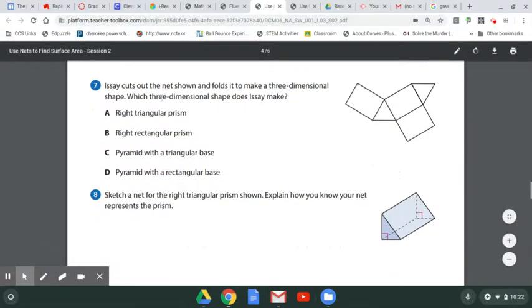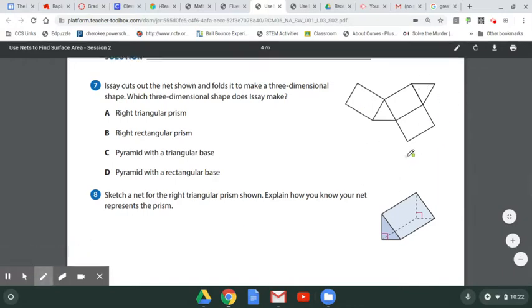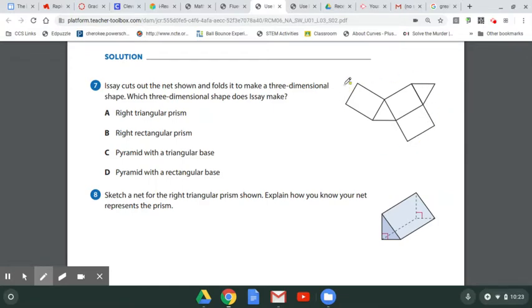It says cut out the net shown and fold it to make a three-dimensional shape. Which three-dimensional shape does it make? Well, let's look at it first. Is this going to come up to a point and have one base, or is this going to have two bases that are connected by faces? Right, it's going to have two bases.